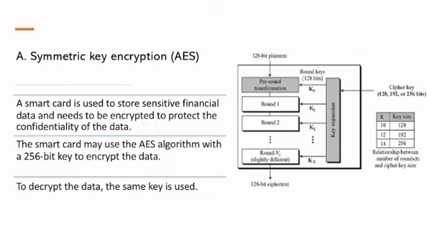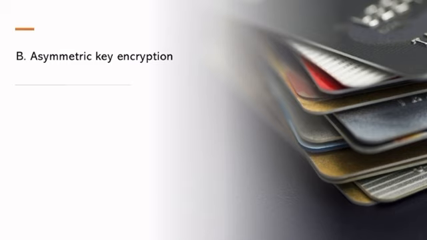Given an example, a smart card is used to store sensitive financial data that needs to be encrypted to protect the confidentiality of the data. The smart card may use the AES algorithm with a 256-bit key to encrypt the data. To decrypt the data we use the same key. ده تاني حاجة وهي ال asymmetric key encryption.